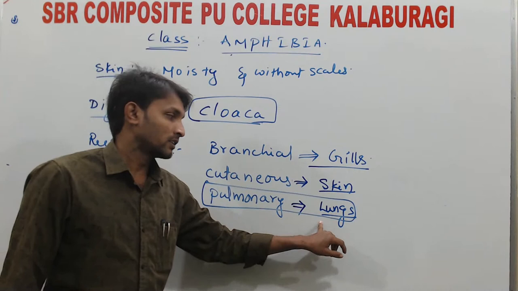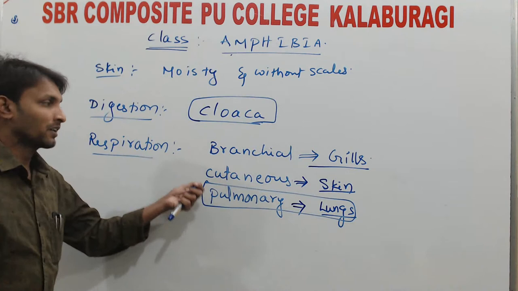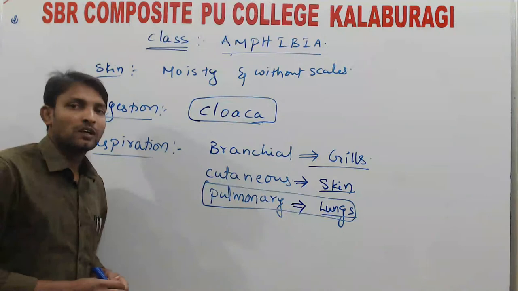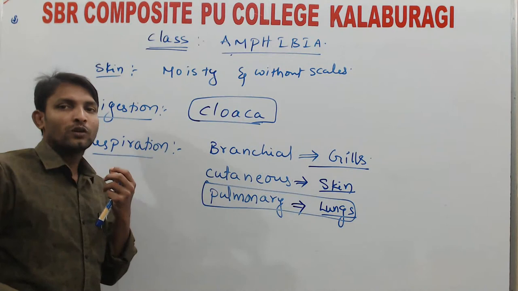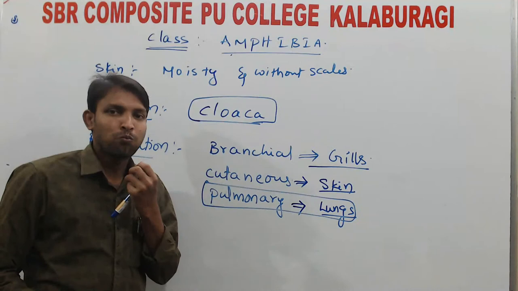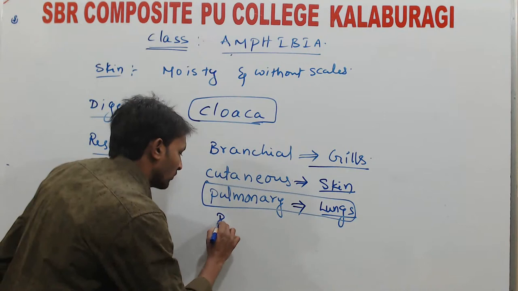So in the terrestrial habitat, they have a diversity of gas exchange mechanisms: through gills, skin, and lungs. Additionally, some amphibians have buccopharyngeal cavity gas exchange. You can find that frogs are always pumping with the mouth like this. So buccopharyngeal cavity exchange you can also find in some amphibians.